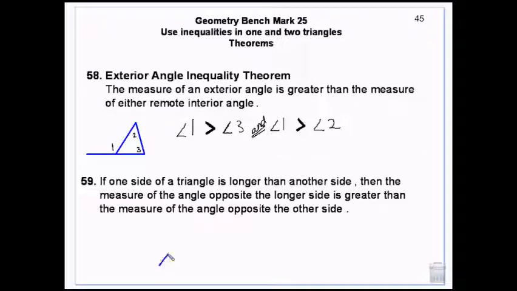If I have a triangle, and let's just say I call this side A and this is side B, we'll call this angle A and angle B. Okay, if A is larger than B, then angle A is going to be greater than angle B. So whatever side is the longest, it's across from whatever angle is the largest.